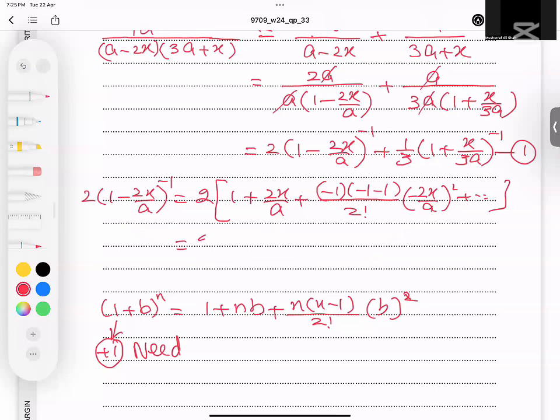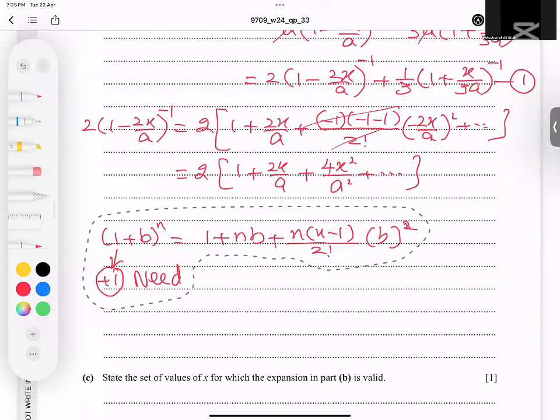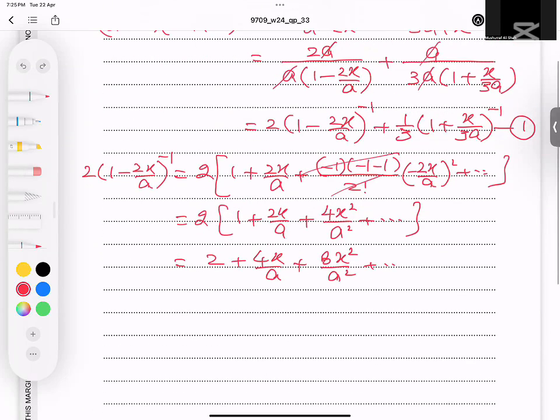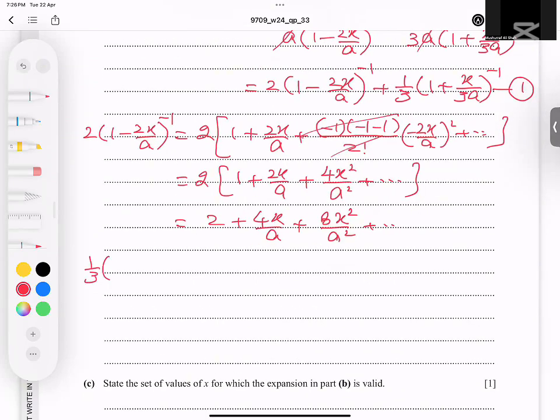Okay, this is done. Now I'm writing it finally. 1 plus 2x over a, and negative 2, negative, this cancels out fully, and I got 4x square over a square. This is done. And now I'm eliminating this. I'm going to multiply inside by 2, 4x over a and 8x square over a square. This is done. Now let's try the second part. The second part is 1 over 3, (1 plus x over 3a) to power negative 1.